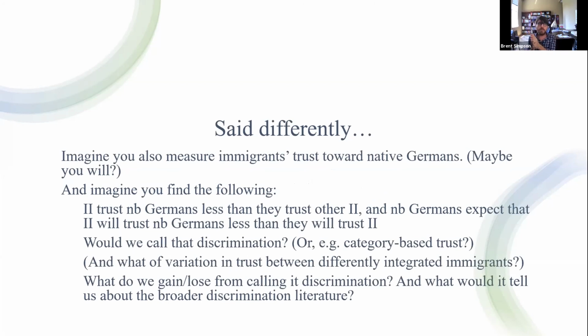So imagine, and maybe this is your expectation, that you find the following. Integrated immigrants trust native-born Germans less than they trust other integrated immigrants. And native-born Germans expect that integrated immigrants will trust native-born Germans less than they will trust integrated immigrants. Would we call that discrimination in both directions? And what are the relative advantages of calling it discrimination in both directions versus category-based trust? And I think this has implications for the theoretical background that you're drawing on and that you're speaking to.